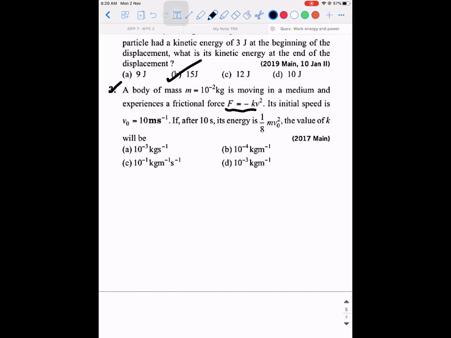But unfortunately we cannot apply the work-energy theorem directly here, because the force is not a function of displacement. It's a function of velocity. So what are we supposed to do? We need to think about it, right?